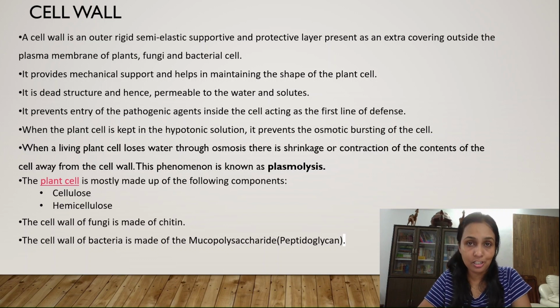The cell membrane is a living structure. The cell wall is a dead structure. The cell membrane is lipoproteinaceous in nature. It is made up of lipids and proteins, whereas the cell wall is made up of carbohydrates. The cell membrane is semi-permeable, whereas the cell wall is completely permeable. The cell membrane is present in all types of cells, whether prokaryotic, eukaryotic, plant or animal, whereas the cell wall is a characteristic feature of only plant, fungal and bacterial cells. It is not found in animal cells. It is the outermost covering in bacterial cells, fungal cells and plant cells.